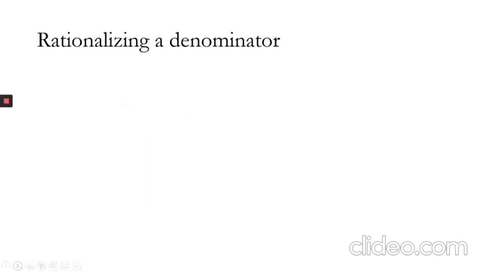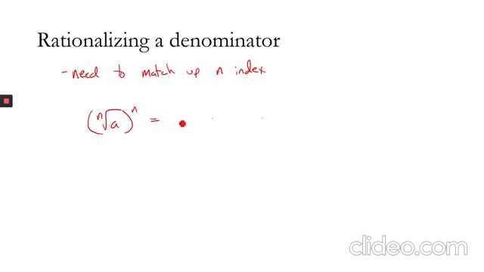All right, the next thing is called rationalizing a denominator. Now this puts together a couple of these different topics. So the big thing with rationalizing a denominator, we need to match up the index. So in our denominator, we're going to use that first property that told us, when you square a square root, the radical disappears and you're just left with the whole number. That's what we're trying to do here.